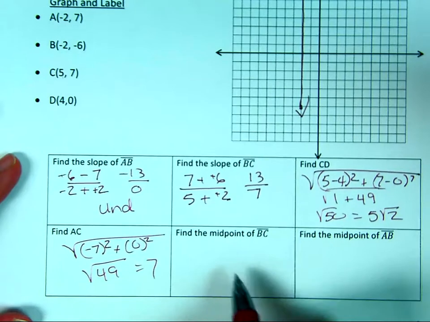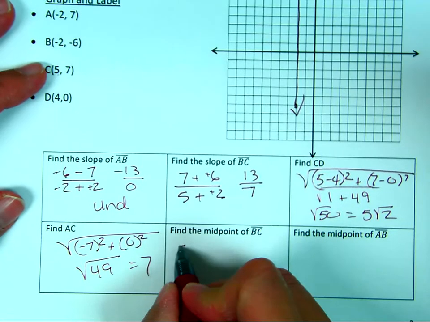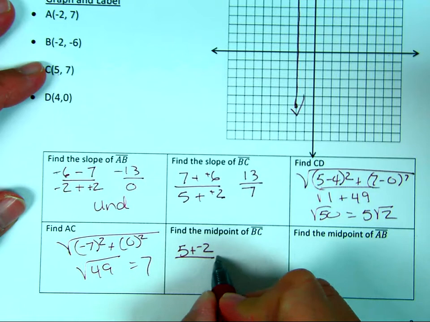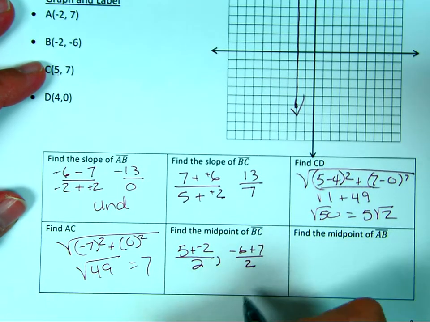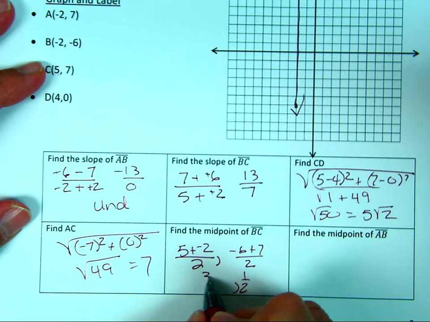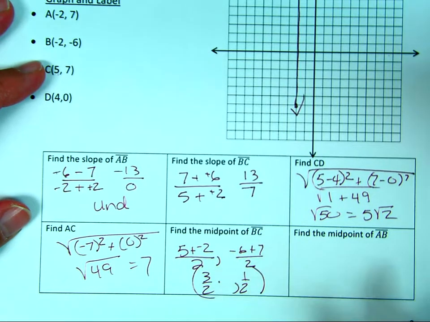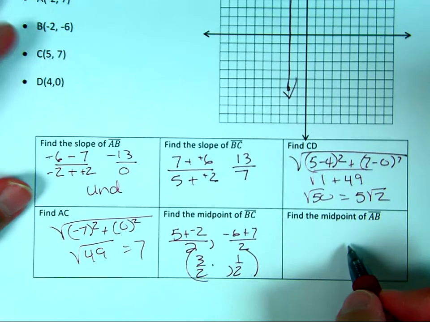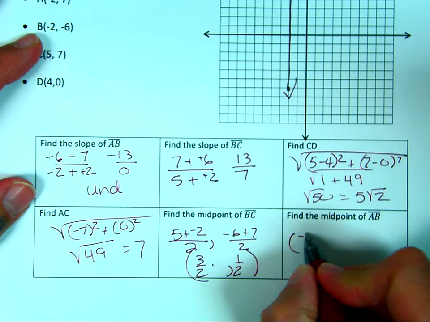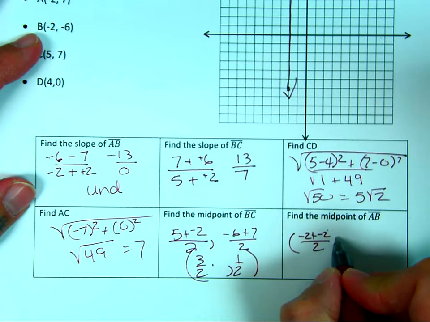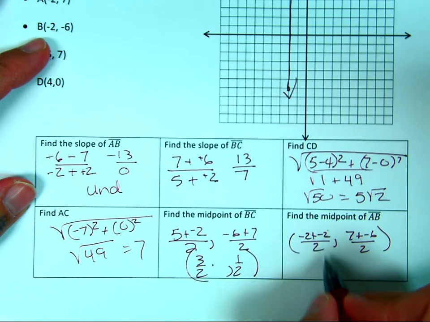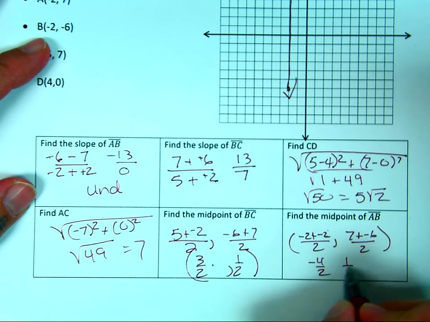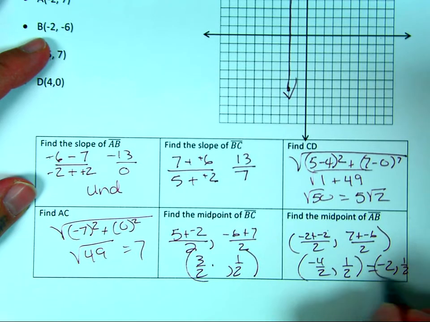Okay, midpoint. It's all about the averages. So BC. I'm going to add the x's, divide by 2. Then I'm going to add the y's and divide by 2. So I get 1/2 and 3/2. And make sure you put parentheses around it because it is a point. Now AB. So I'm going to say negative 2 plus negative 2 over 2, and 7 plus negative 6 over 2, and I get negative 4 over 2 and 1 over 2, and if I reduce that, I get negative 2 and 1/2 is my midpoint.